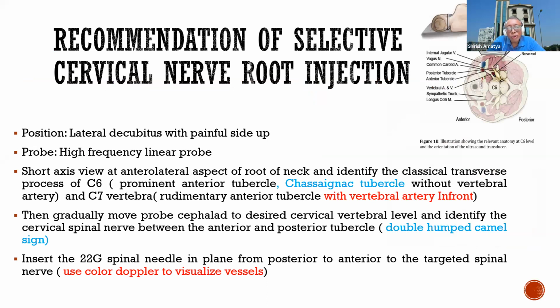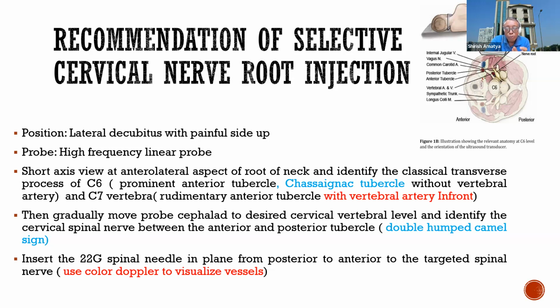So first we use this high frequency linear probe and put it along the short axis of the neck, and first identify the Chassaignac tubercle, or most prominent tubercle, the anterior tubercle of the transverse process of the cervical vertebra. And once we get this prominent anterior tubercle, we can see the double hump camel sign. Within this double hump camel sign is the location of the nerve. So at the level of C6, we can see the C6 nerve lying in between this double hump camel sign.